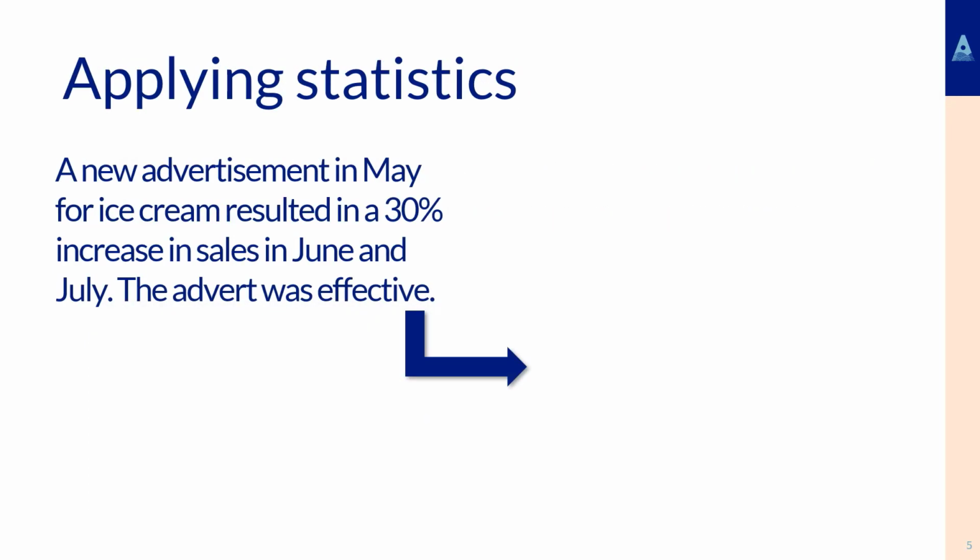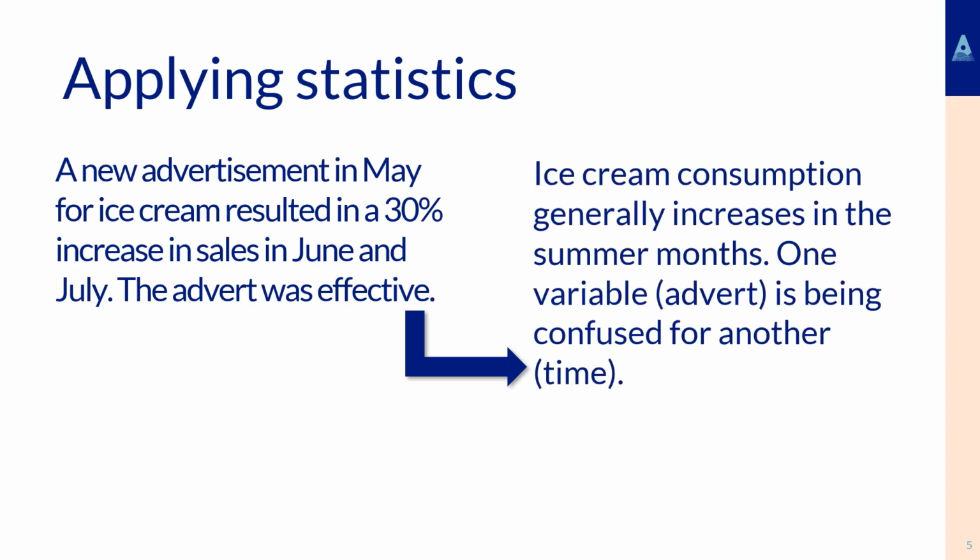Applying statistics. In this example, a new advertisement in May for ice cream resulted in a 30% increase in sales in June and July. The advert was effective. In fact, ice cream consumption generally increases in summer months. One variable, advert, is being confused for another variable, time.